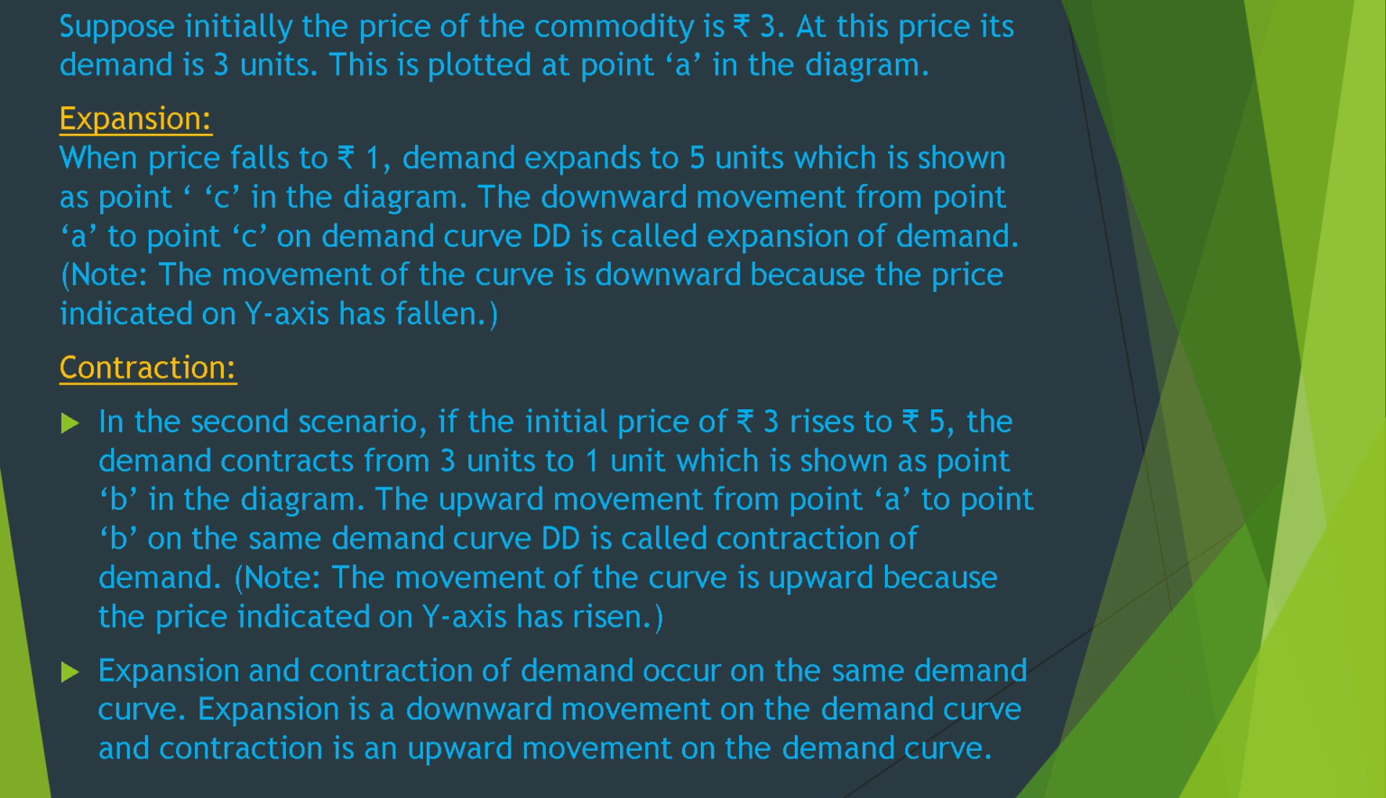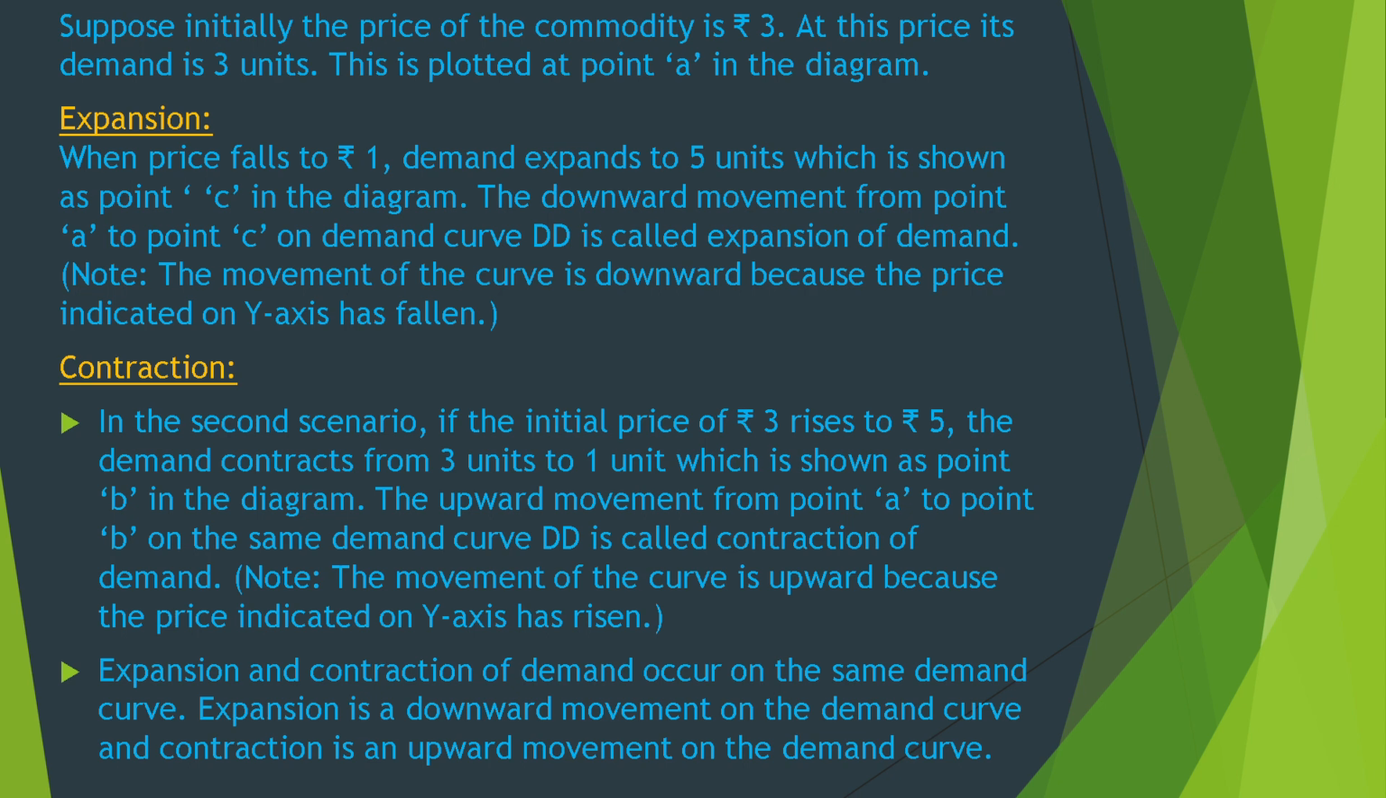Explanation: When price falls to rupees 1, demand expands to 5 units, which is shown as point C in the diagram. The downward movement from point A to point C on the demand curve DD is called expansion of demand. Note, the movement on the curve is downward because the price indicated on the y-axis has fallen.